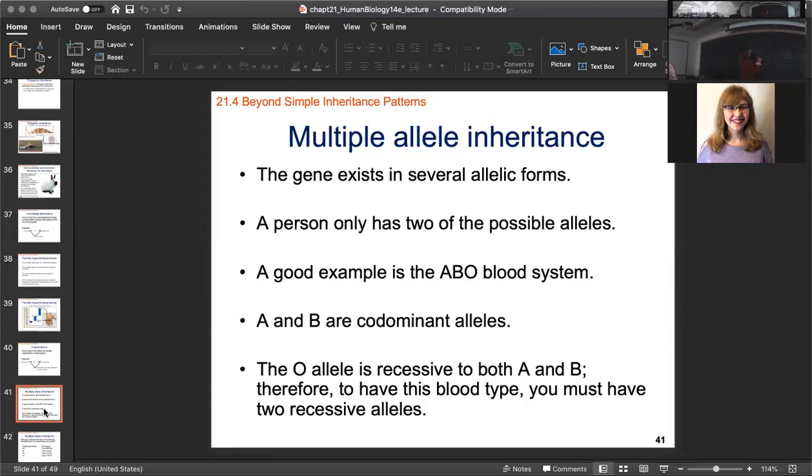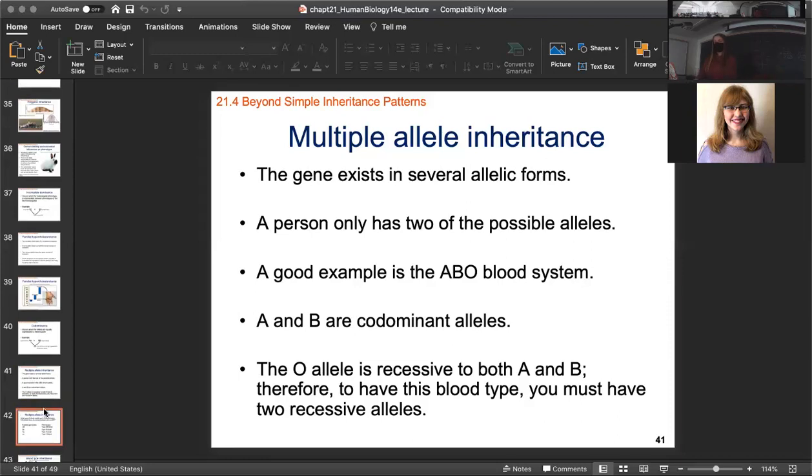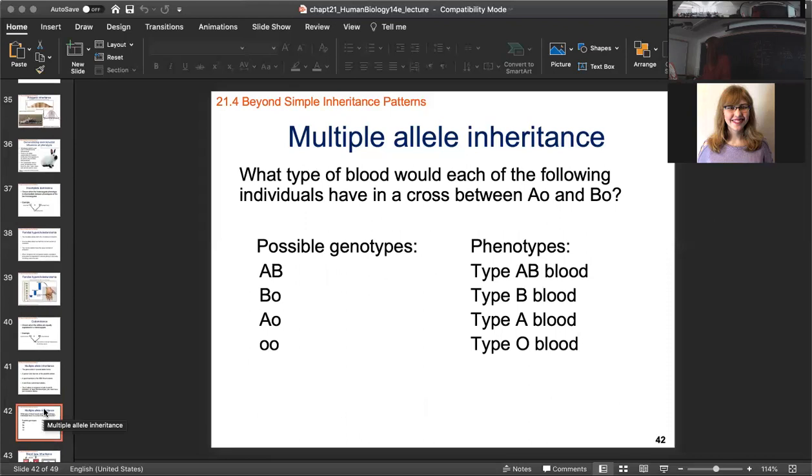Here would be dominant, recessive, dominant, recessive. So this person has type A blood, this person has type B blood, this person has O blood. That's what multiple allele inheritance means. We just kind of wrote that on the board. All right, possible genotypes and what their phenotypes would mean. Remember, genotypes are the gene code. Phenotype is the physical trait.